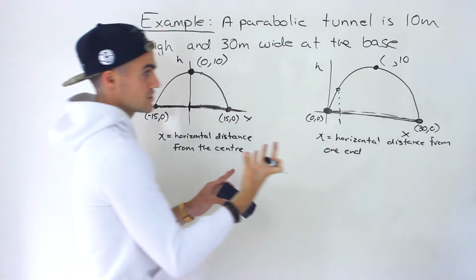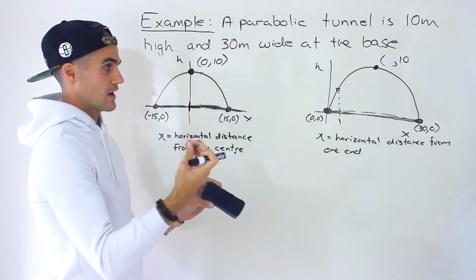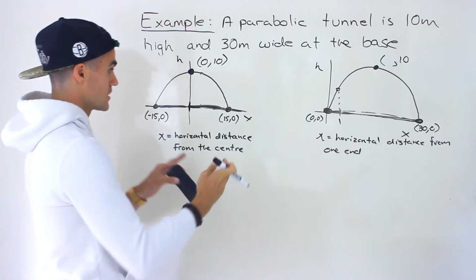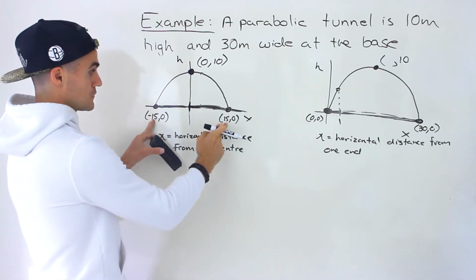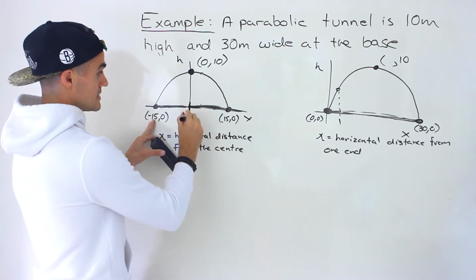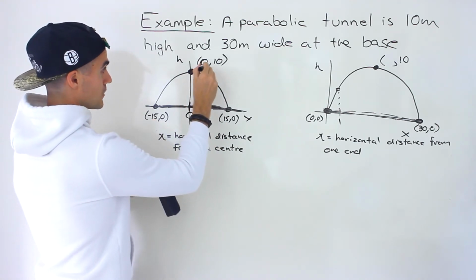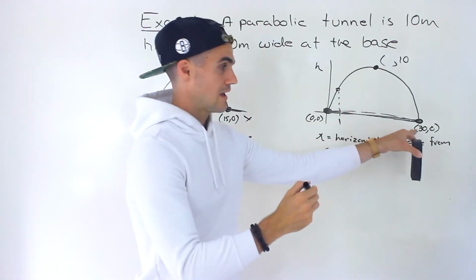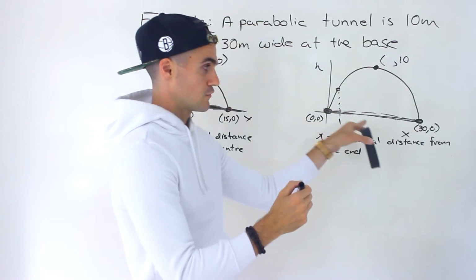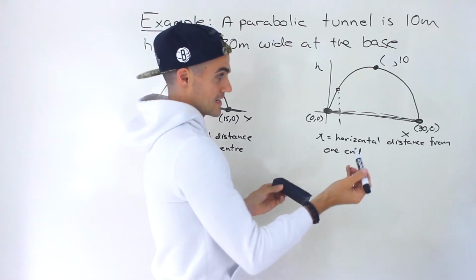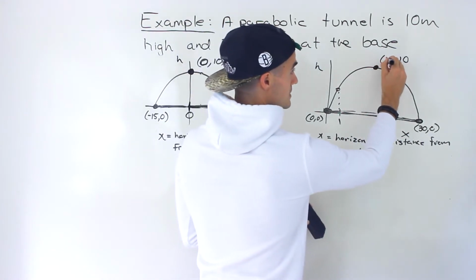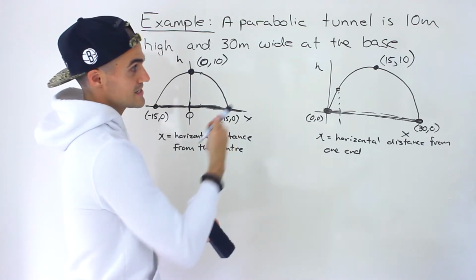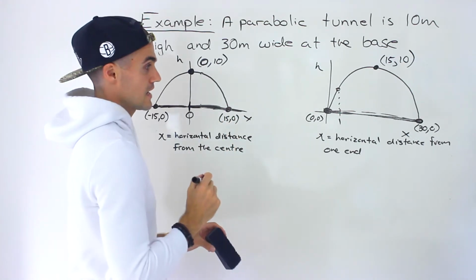Well, remember the x value of a vertex, the axis of symmetry, is always the midpoint between the intercepts. So notice the midpoint between -15 and +15 is what? 0. So that's how we got that x value 0. Well, what's the midpoint between 0 and 30? We're dealing with different intercepts here. It's going to be 15. So we know that this x value here is going to be 15. So the vertex in this case is (15, 10).